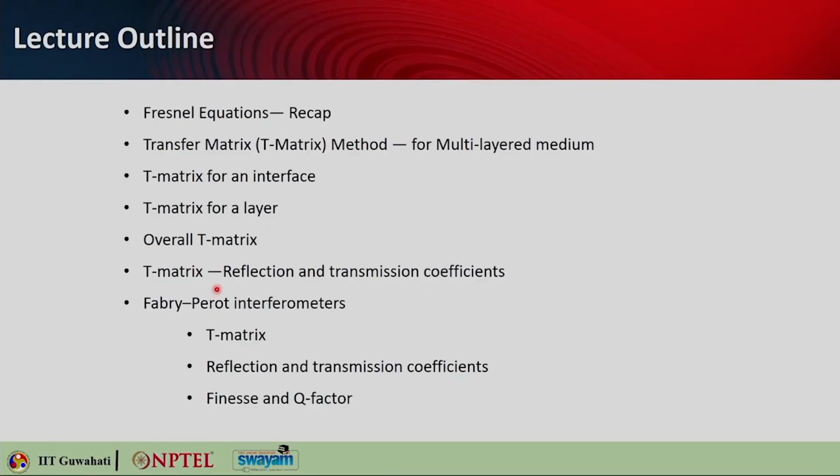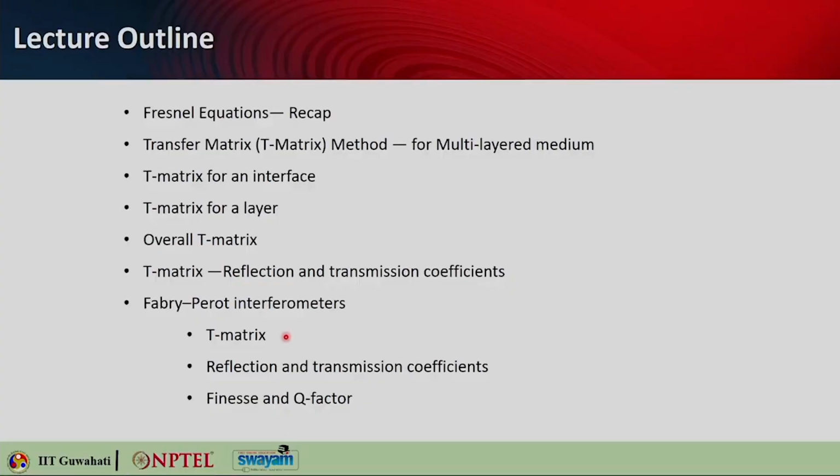We will try to correlate T matrix to reflection and transmission coefficients so that we are able to calculate reflection and transmission of any multi-layered system from T matrix, that we will see. And then we will take an example of a very popular optical device called Fabry-Perot interferometer, and we will obtain the T matrix for that device. We will show you how to do that calculation, and also we will obtain reflection and transmission coefficients and other important parameters for a Fabry-Perot cavity, that will be finesse and Q factor.